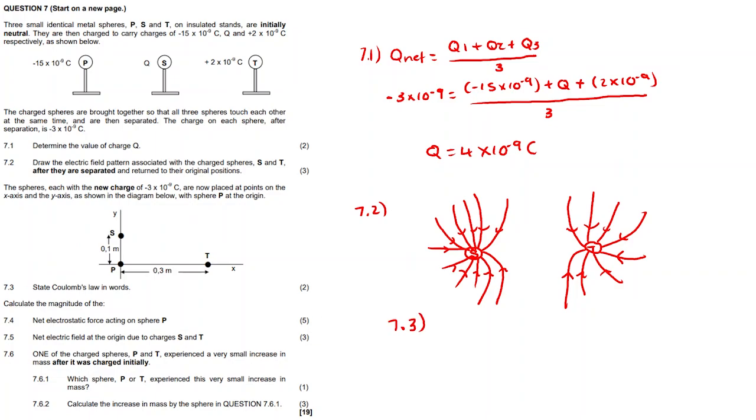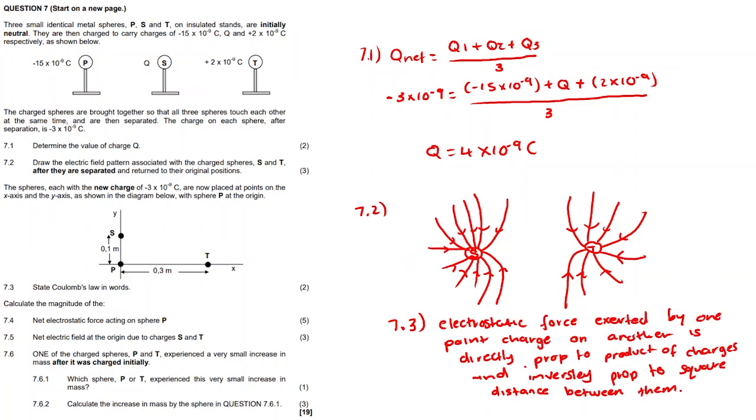So Coulomb's law is just another definition that you can learn and easy 2 marks. The definition is that the magnitude of the electrostatic force exerted by one point charge on another point charge is directly proportional to the product of the magnitude of their charges and inversely proportional to the square of the distance between them.